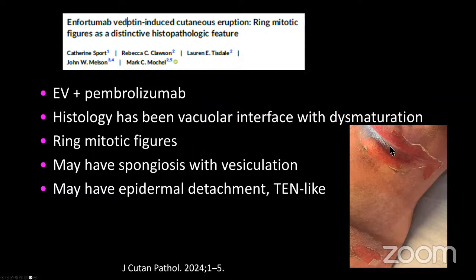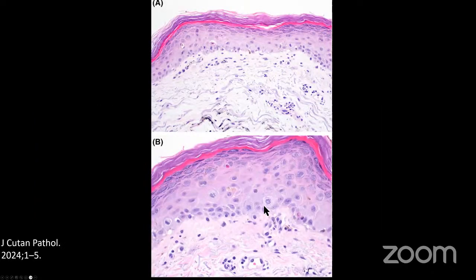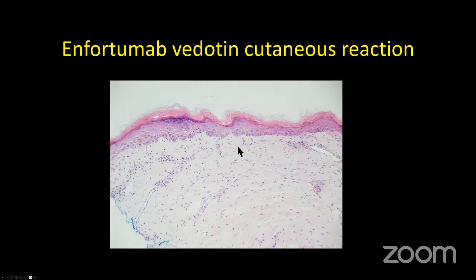Here again, you have some erosions. This is one I mentioned earlier with the ring mitotic figures. So here you can see a lot of maturation disorder of the keratinocytes, and then if you look closely, you have these ring mitotic figures here in the epidermis with some maturation disorder and some interface eruption. Again, you can tell from low power, it's an interface reaction.